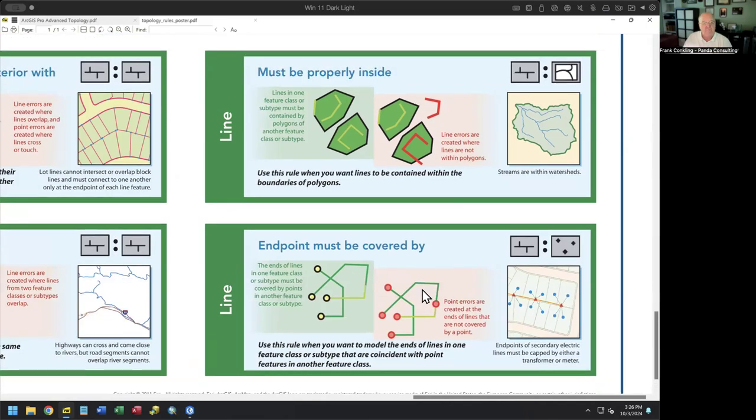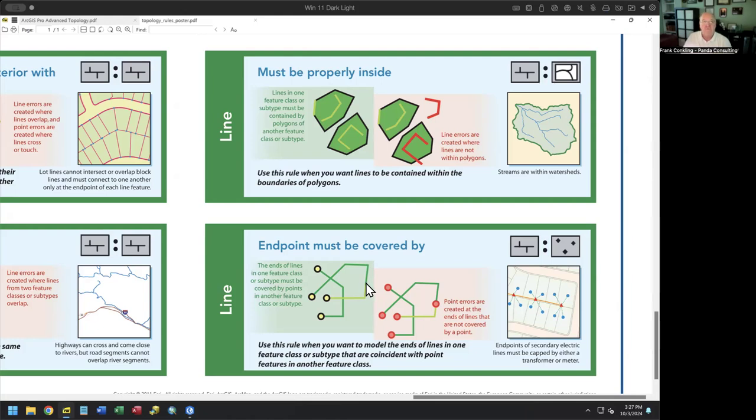And then finally, our last line topology rule is endpoints must be covered by points. This is lines to points, and it says basically that the endpoints of a line have to have points on the ends of them. As you can see from this graphic, you have a line that goes from here to here and a line that goes from here to here. When you run and validate this topology rule against these lines, it says you have a connected line here, but there is no point on the end of it.